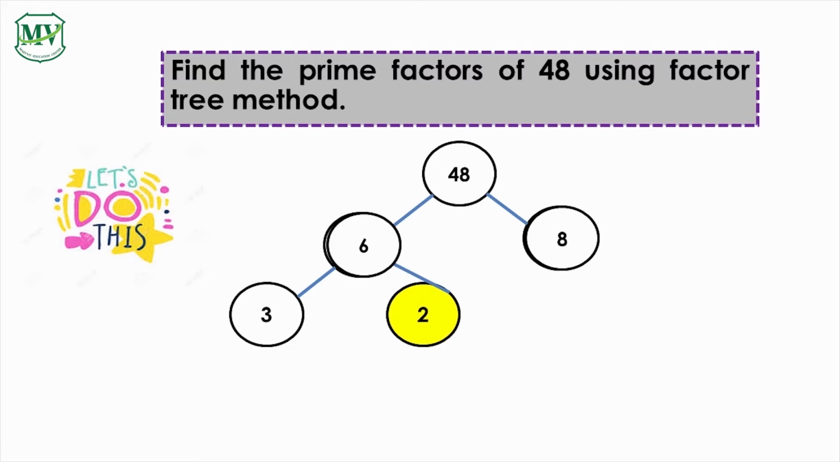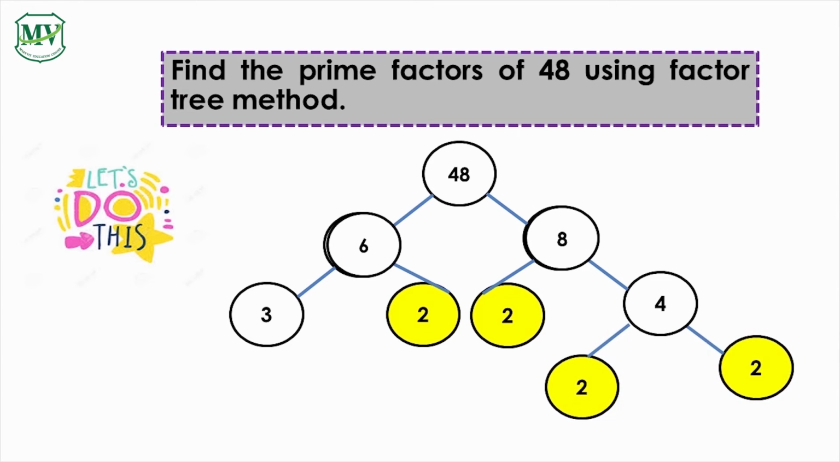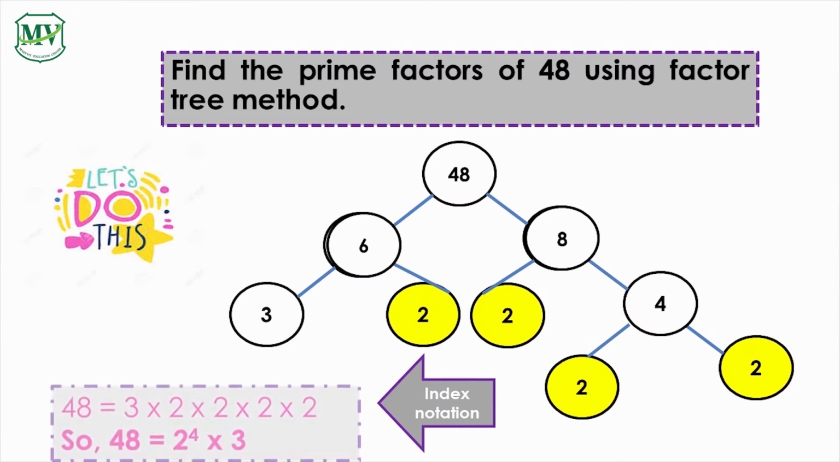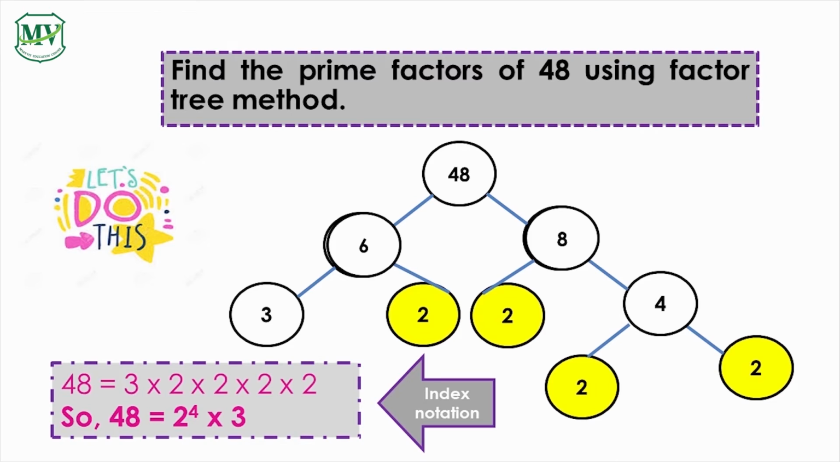How about 8? What are its factors? It is 4 and 2. Are 4 and 2 prime numbers? Among 4 and 2, which is a prime number? It is 2. So, let's proceed to factor out 4. The factors of 4 are 2 times 2. So now, the prime factors of 48 are 3 times 2 times 2 times 2 times 2, or it can be represented by the index notation 2 to the power of 4 times 3.